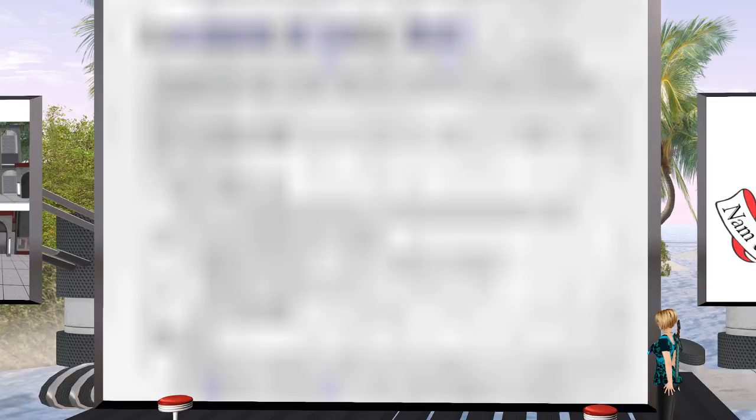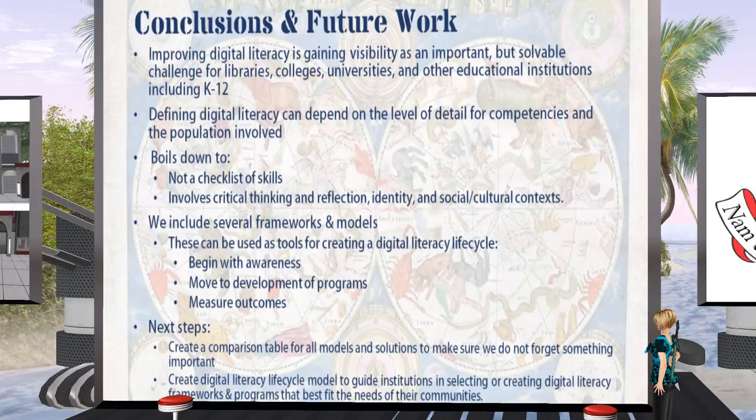So we made it to the conclusions. I tried to create a compelling argument that improving digital literacy is gaining visibility as an important but solvable challenge for libraries, colleges, universities, and other educational institutions, including K through 12. I showed that defining digital literacy can depend on the level of detail for competencies and the population involved. Also, we believe it boils down to not just being able to create a checklist of skills, but rather involves critical thinking and reflection, identity, and social cultural contexts.